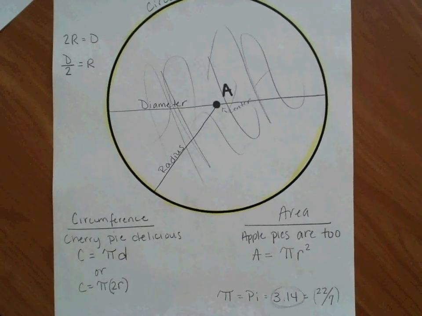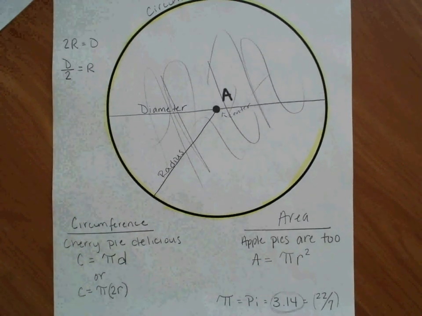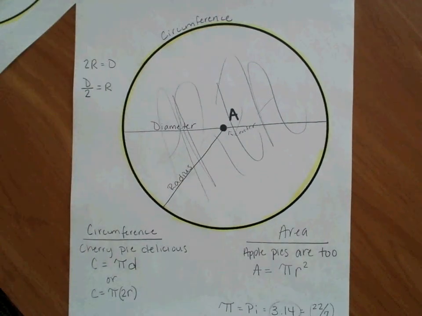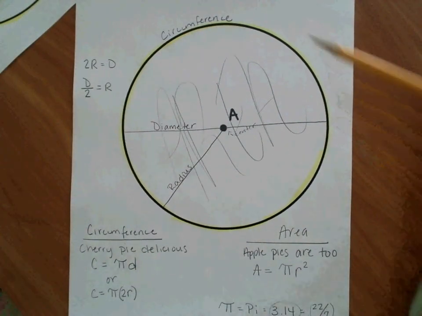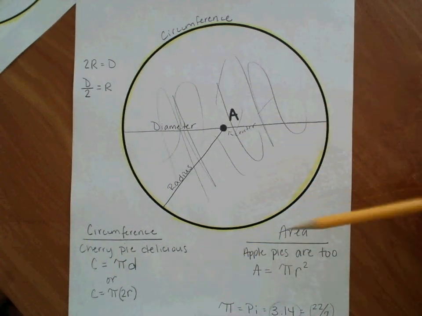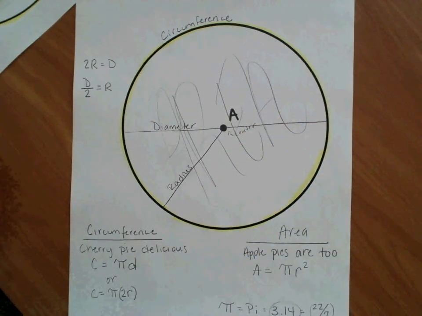So make sure this is in your notebook, because this is going to be very important to help you remember about your circles: our circumference, which is the outside, cherry pie delicious; and area, which is the inside, apple pies are too.